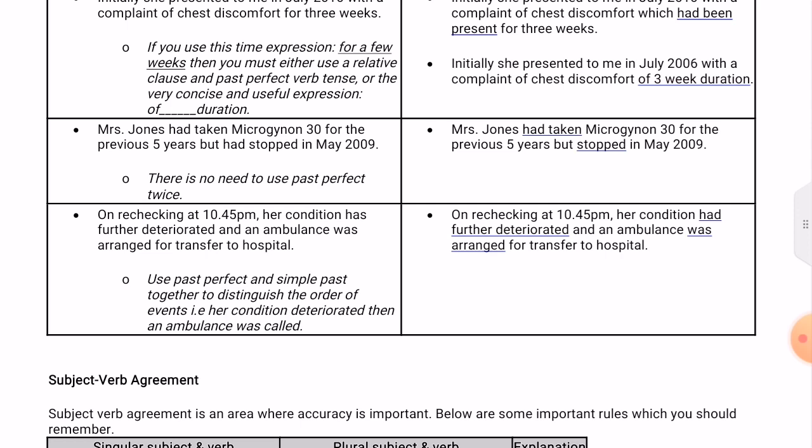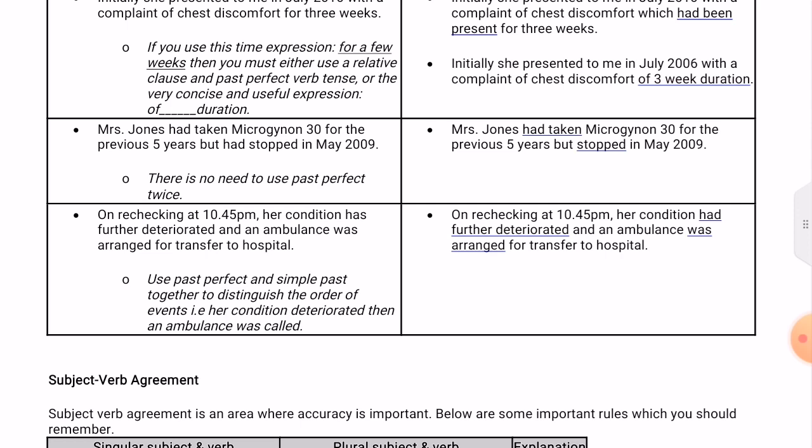Alright, let's see. Mrs. Jones had taken Microgynon 30 for the previous 5 years. Alright, now it is the past perfect tense. Now I am going to make the simple past, but it stopped in May 2009. So we cannot put two past perfect tenses in a single sentence.